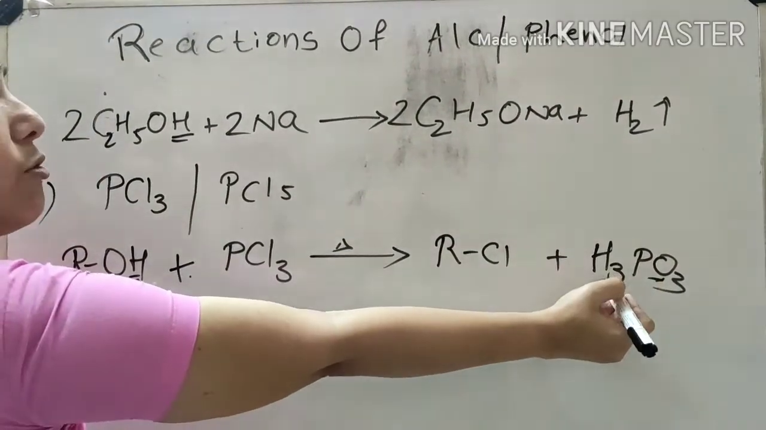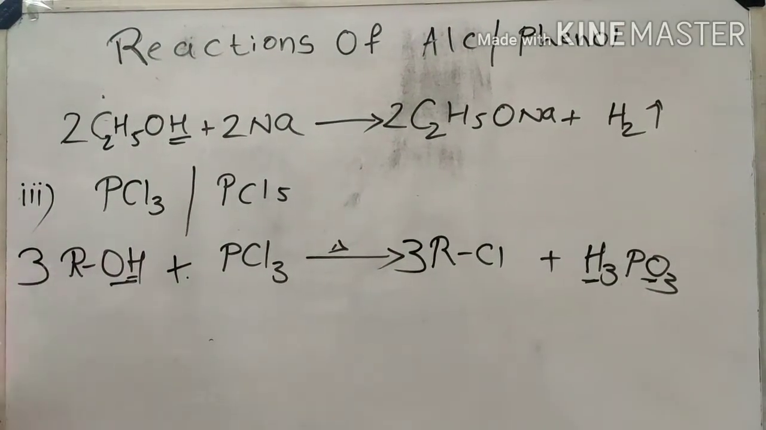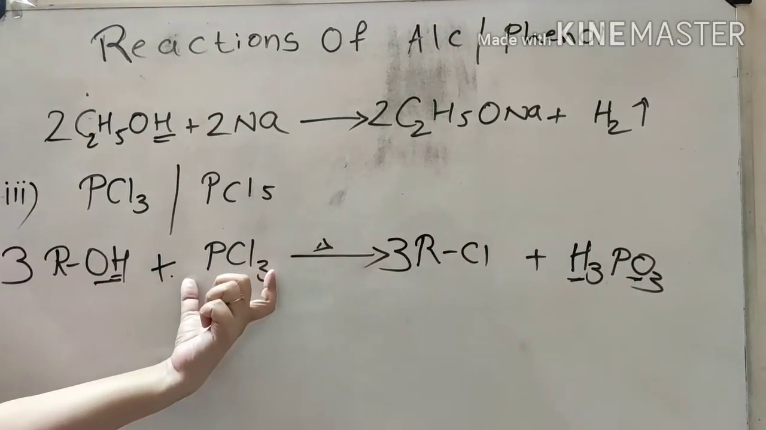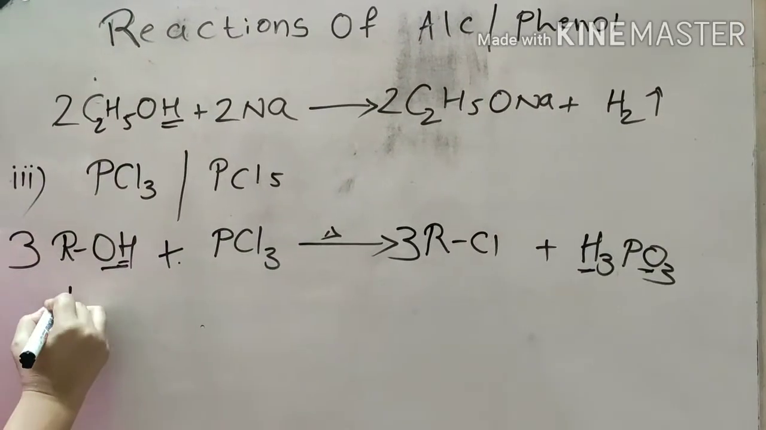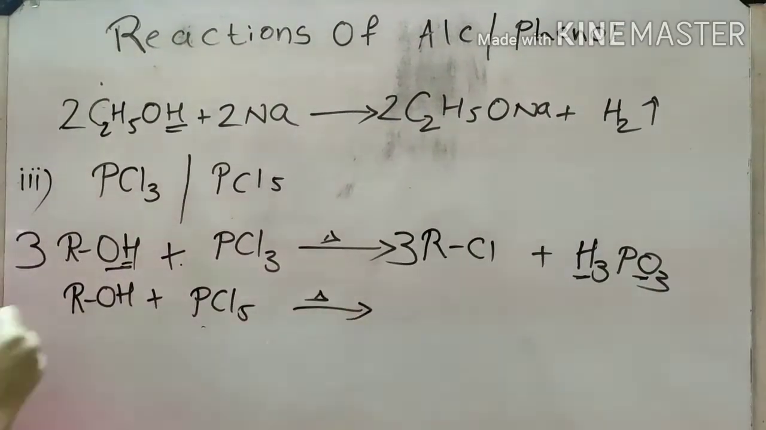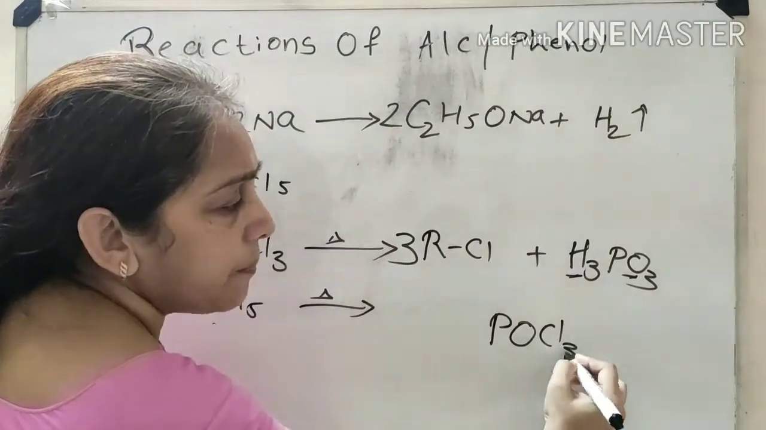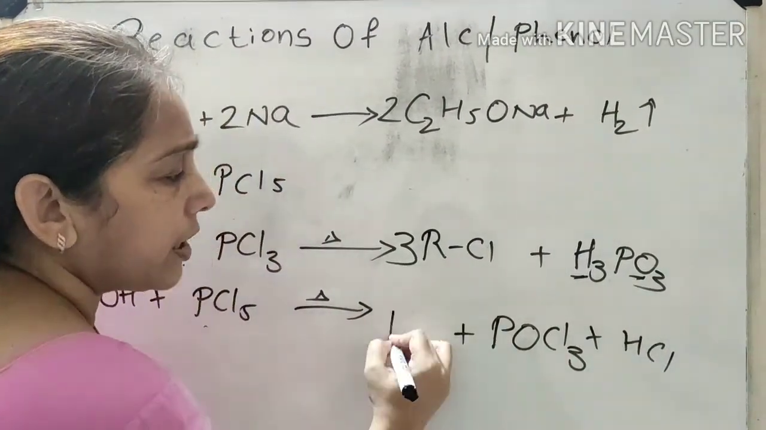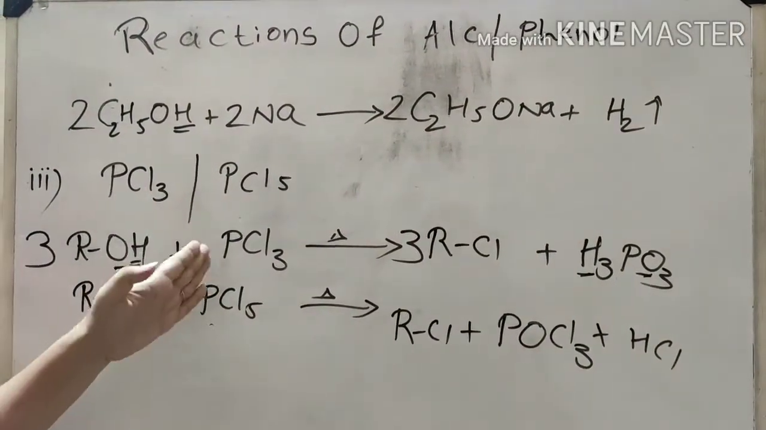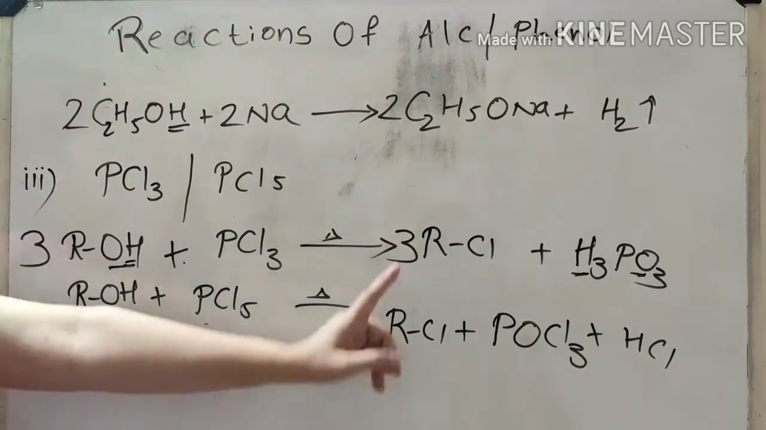Oxygen is 3, hydrogen is 3. So make it 3 first. So it's 3 RCl. So this is the general reaction whenever the alcohol reacts with PCl3. For example, if instead of PCl3 it reacts with PCl5, then what will happen? Then the 2 byproducts are fixed, that is POCl3 and HCl, and the main product is RCl. So in this way, alcohol reacts with either PCl3 or PCl5, then it gives the alkyl halides.